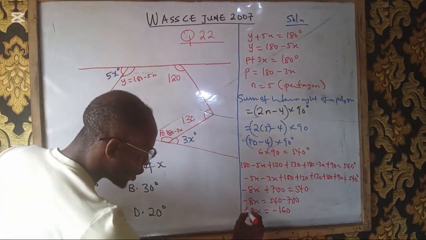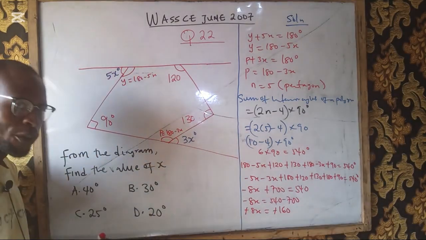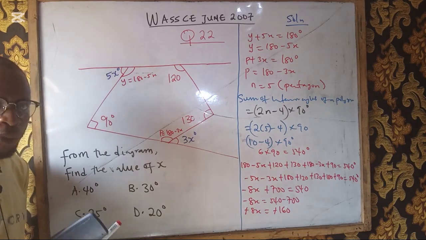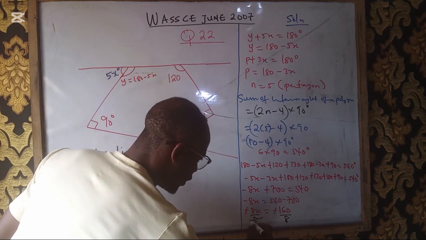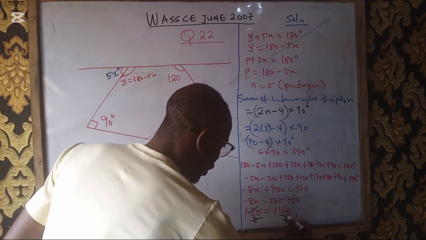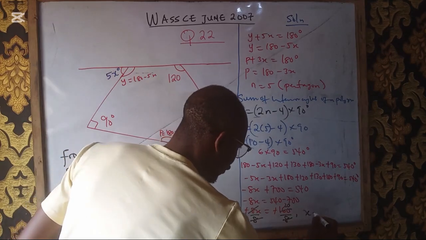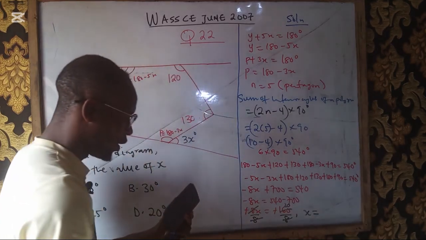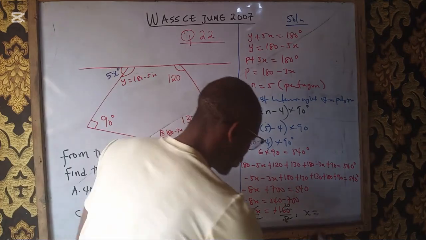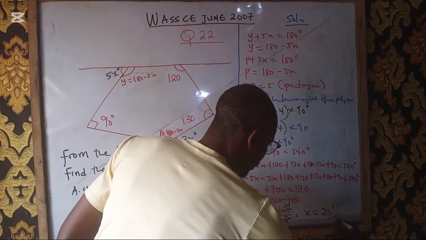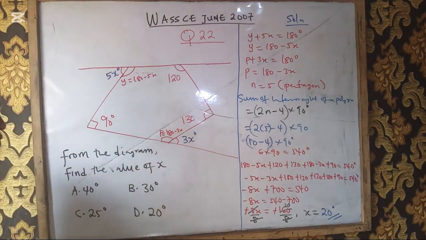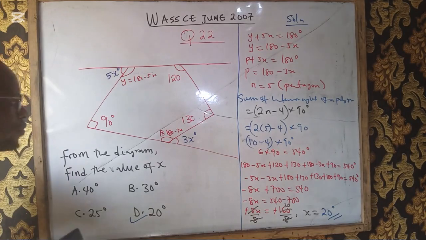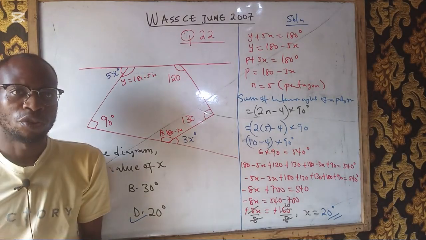So minus can cancel out minus. To get the value of x, what are we supposed to do? Divide both sides by 8. This cancels out this. If you do that here, you are going to have 20. So the value of x equals 20 degrees. And that's the final answer to the problem. So the value of x is 20 degrees, which is option D. This is how you go about solving problems like this.